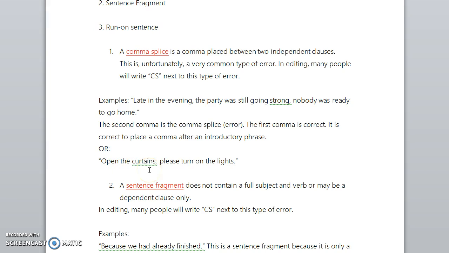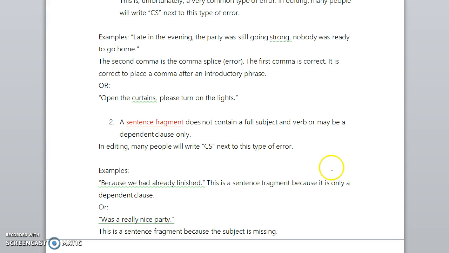Open the curtains. What should we have here instead of a comma? Perhaps a semicolon. But as we talked about, a comma is just not a correct choice. So the error is called a comma splice.